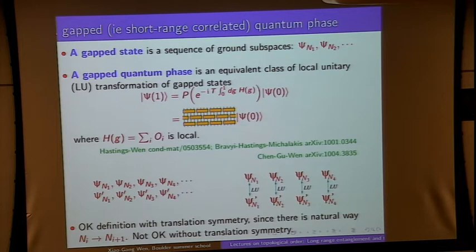So the trick to connect systems of different size is to say that they only differ by product states in some sense. So that's how we connect them together.